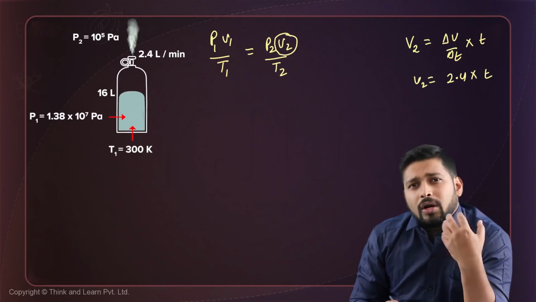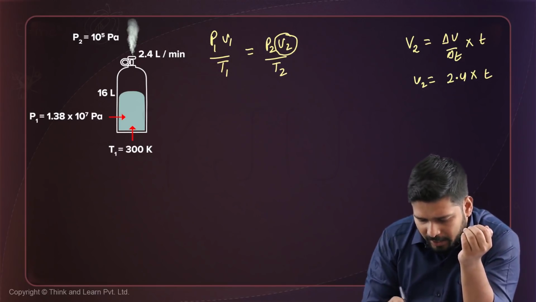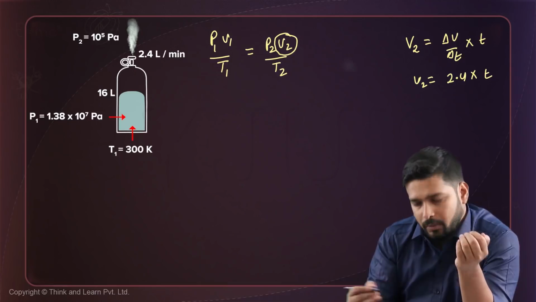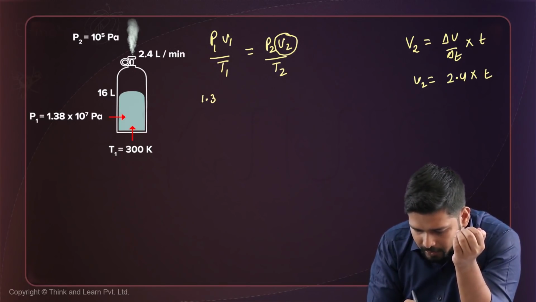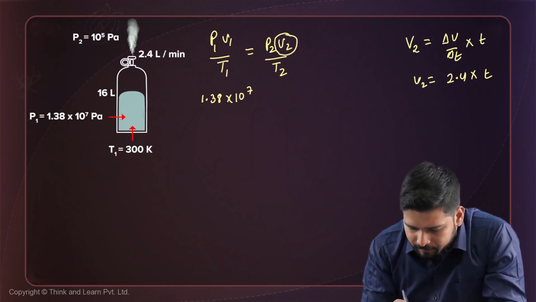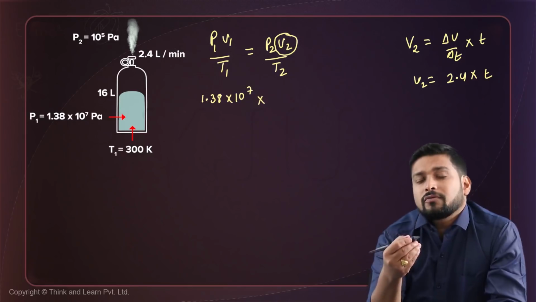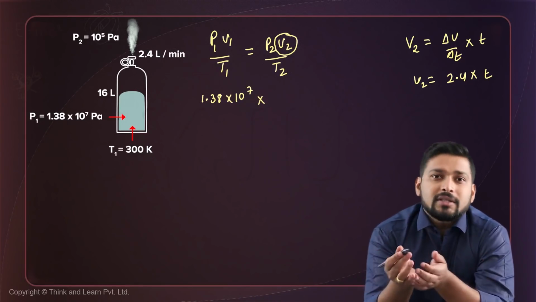Now, all I need now is to substitute these values back again in my primary equation. That's P1 V1 by T1 equals P2 V2 by T2. So P1 is given to me, that's 1.38 into 10 to the power 7 pascal, into V1, which is of course the volume of the cylinder, the oxygen cylinder, right? And that's given to us as 16 liters.